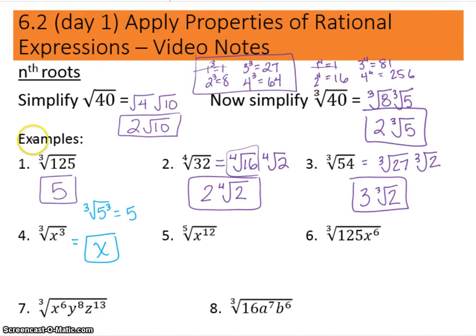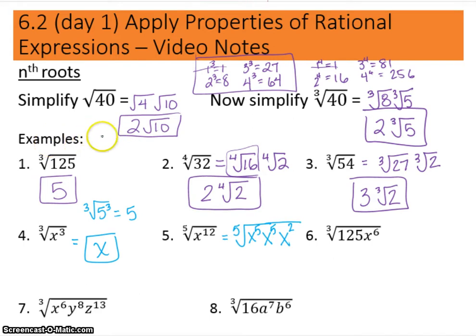Okay, so looking at number 5, that is not going to work as easily. But what can you take a fifth root of? Well, you can take a fifth root of x to the fifth. So let's split this up. We have an x to the fifth. We could have another x to the fifth. And left over we would have an x squared. X to the fifth, x to the fifth, and x squared is x to the 12th.